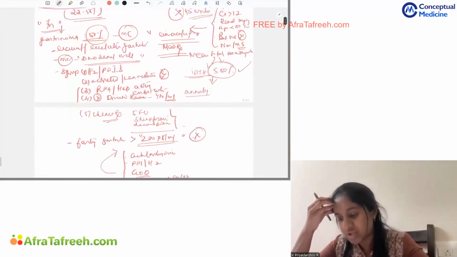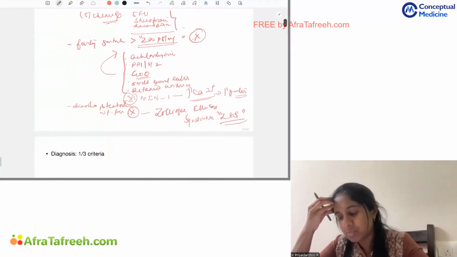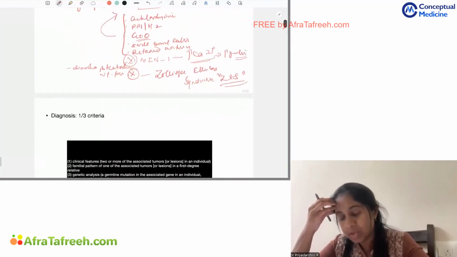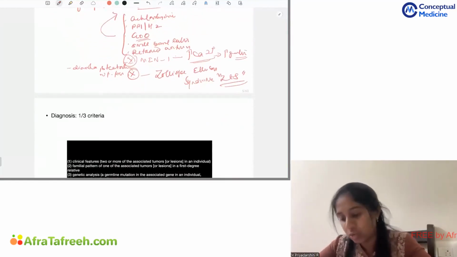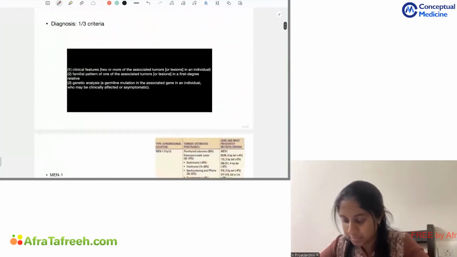Moving on to the next session, you will have to know about the next secretory tumor. The next most common secreting tumor would be insulinomas.